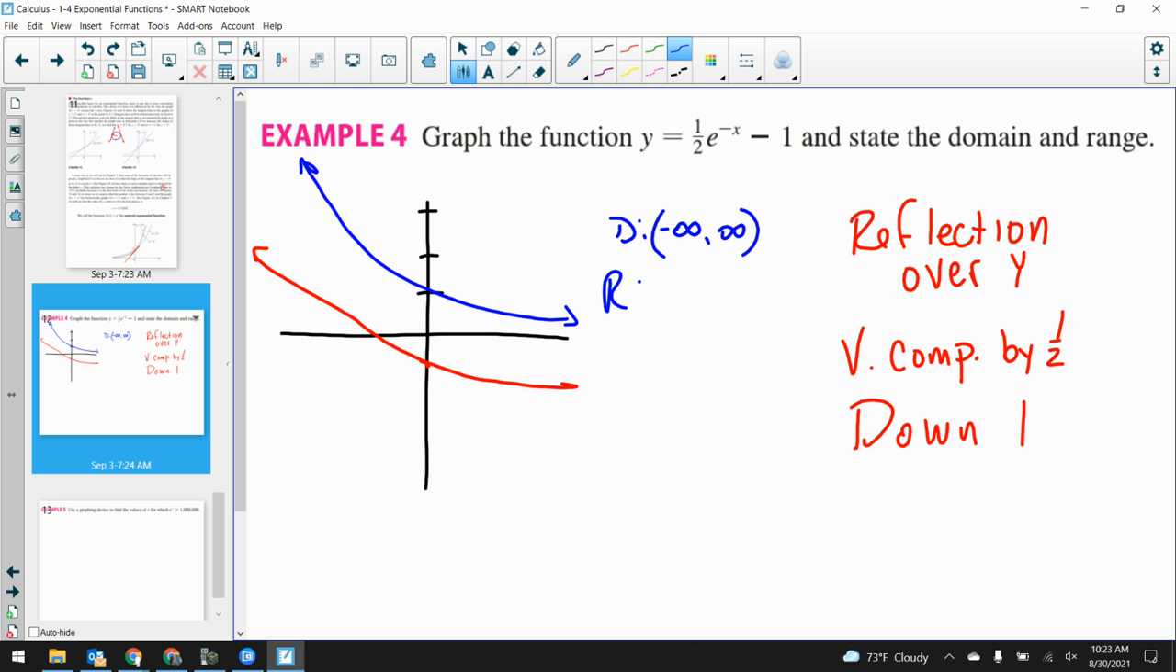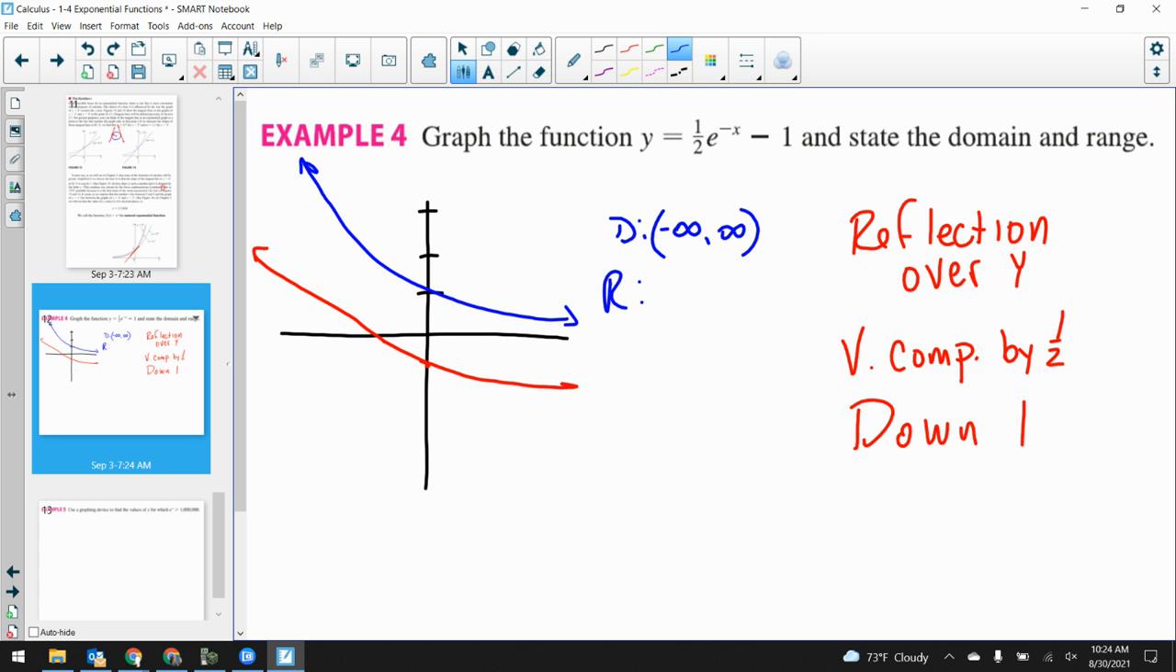But now, remember that the range is going to level off, isn't it? It's going to level off to what, though? Think about the parent exponential. Isn't it leveling off to the x-axis? Isn't the asymptote the x-axis? So therefore, it was going at 0.